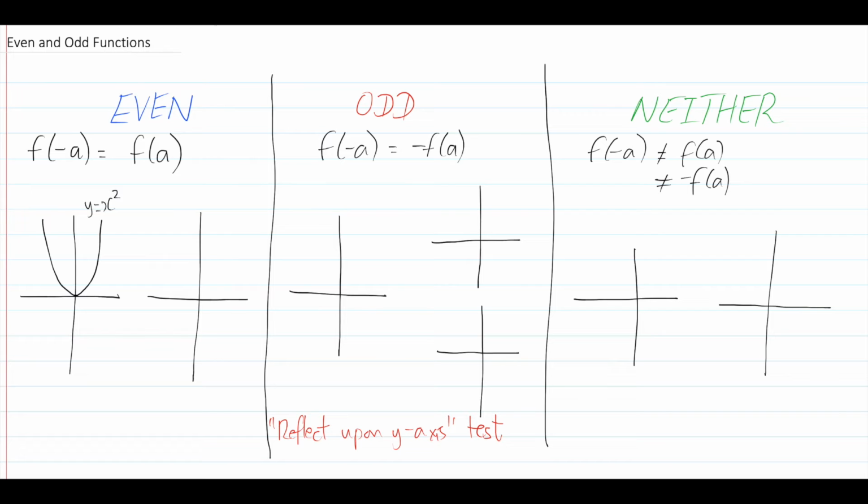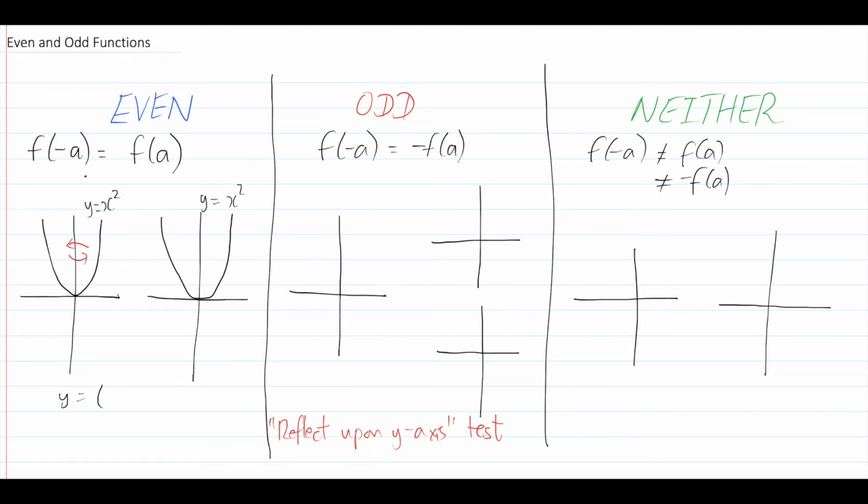If I was to reflect this graph upon the y-axis, so that's the y-axis over here, then what graph do I get? Well, excuse my terrible drawing, but if I reflect this graph right here, I essentially still get the same graph. And if I was to do it algebraically, then you can also see it right here.